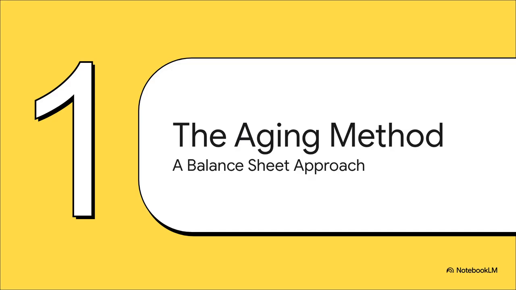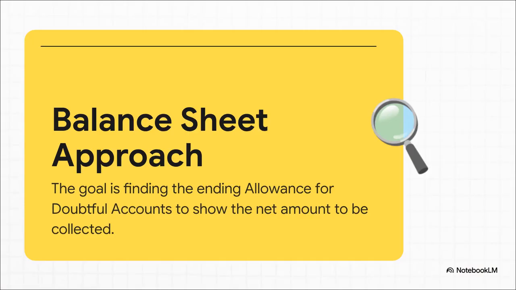All right, first things first. To really get the trick, you have to understand why the aging method even exists. It's called a balance sheet approach. And honestly, that name is the first clue, the first key to unlocking the entire puzzle. So, what does balance sheet approach actually mean in plain English? It means our first mission isn't to find the expense. Nope. The main goal, the whole point of this exercise, is to get the ending balance of the allowance for doubtful accounts, the ADA, perfectly right.